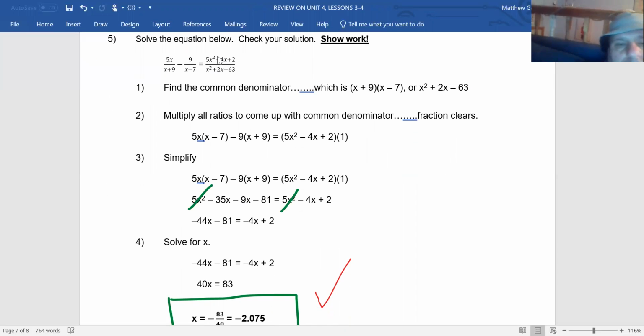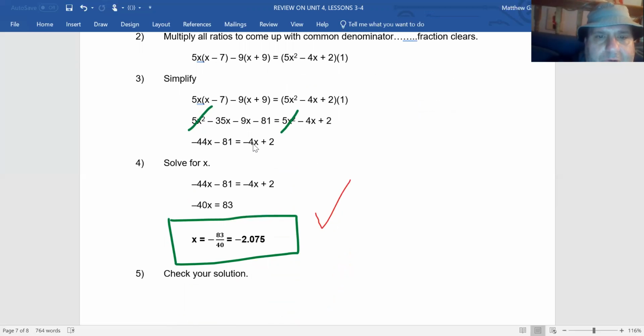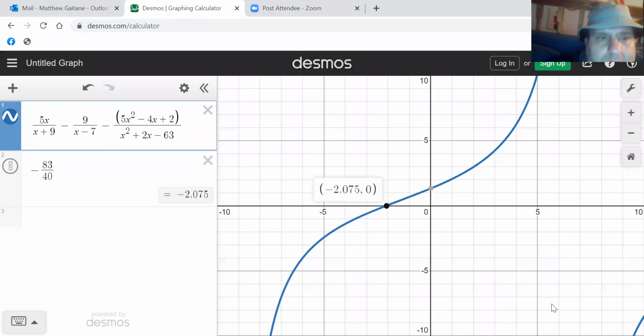So the quadratic terms cancel, you don't need the quadratic formula. Negative 35 minus 9 is negative 44. So negative 44x minus 81 equals negative 4x plus 2. So I added 4x to both sides. 4 added to negative 44 is negative 40. 81 added to 2 is 83. Negative 83 over 40 is negative 2.075. And when we check this, you're going to see that it checks out on the graph. So when I type in, you've got the intercept at negative 2.075.